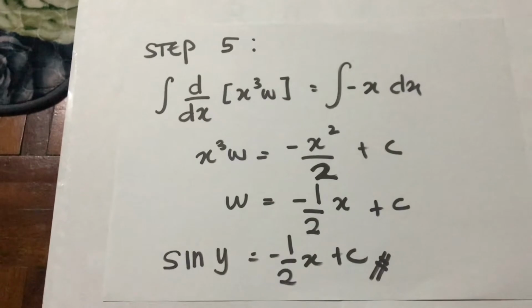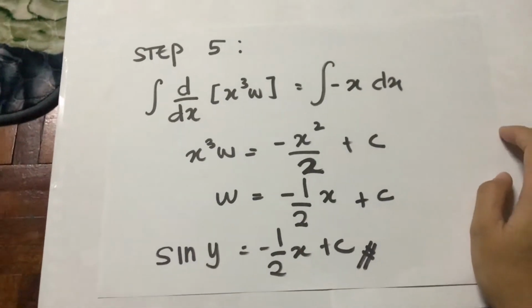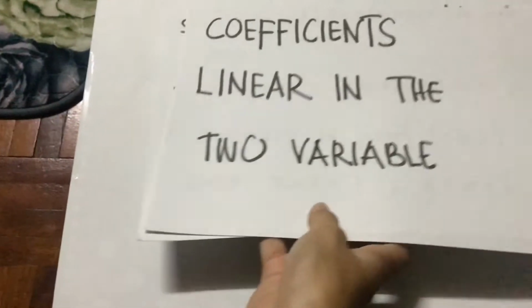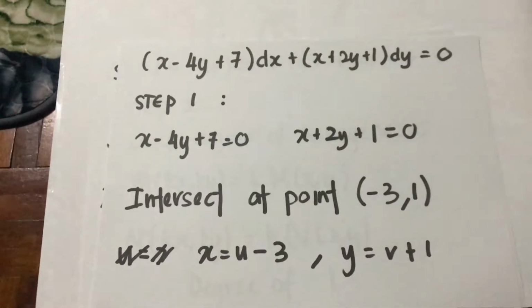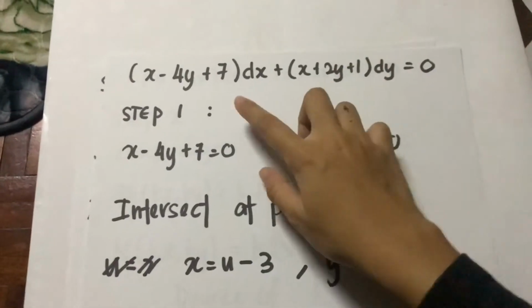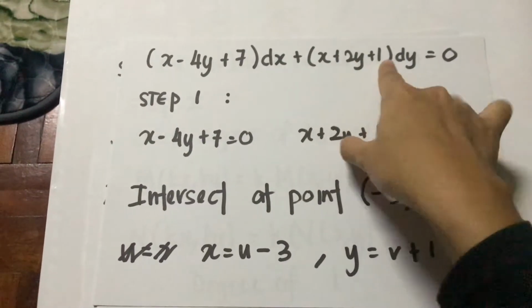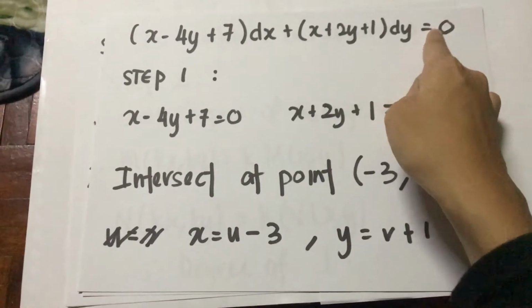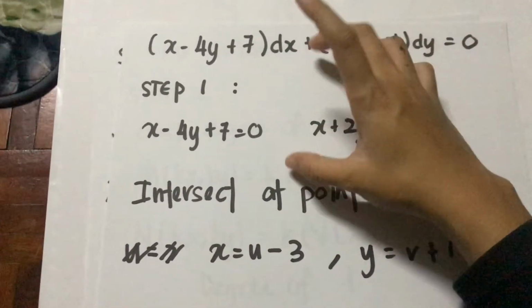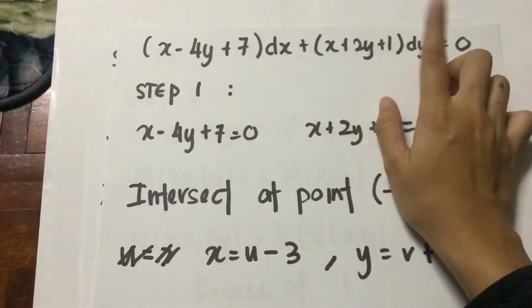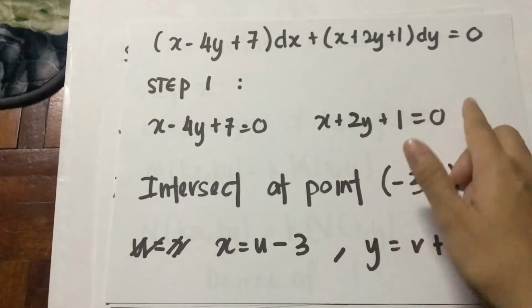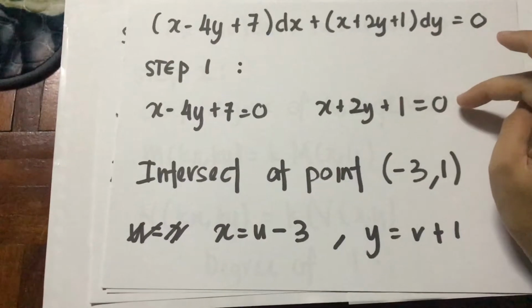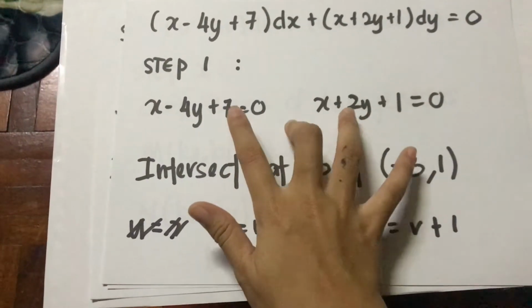Then we're going to continue with the last method, which is the coefficients linear in the two variables. The question is (x - 4y + 7) dx + (x + 2y + 1) dy equals 0. Then we assume that these are straight lines, so x minus 4y plus 7 equals 0, and x plus 2y plus 1 equals 0. We're going to find out whether these two equations intersect or not.